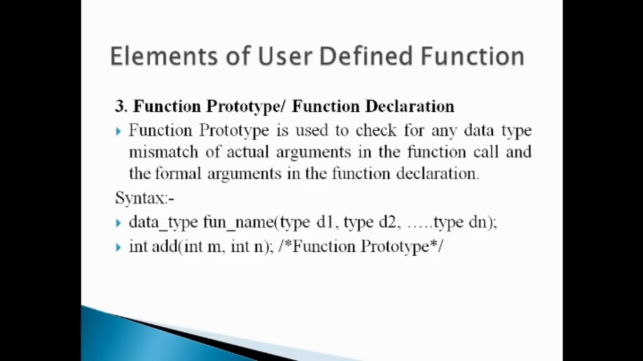The third element of a user-defined function is function prototype or function declaration. Function prototype is used to check for any data type mismatch of actual argument in the function call and the formal arguments in the function declaration. It has the following syntax. Data type followed by function name followed by the type variable 1, type variable 2, type variable n. For example, int add(int m, int n). So here int is the data type, add is the name of the function, int m and int n are the declaration of variables.